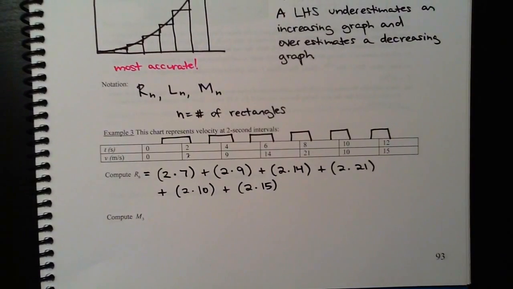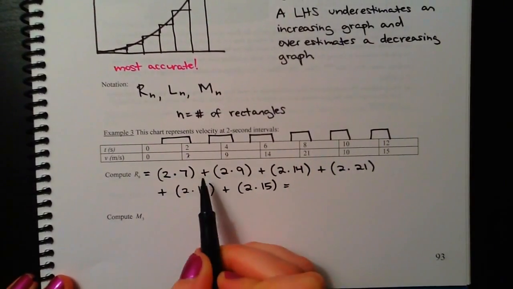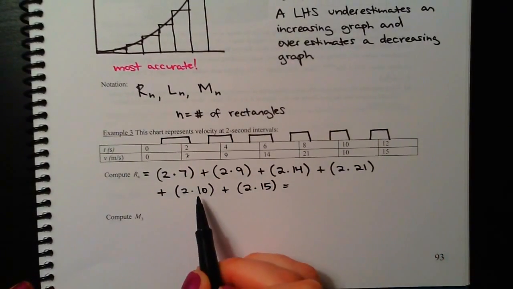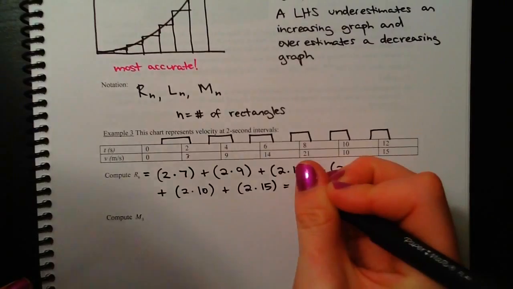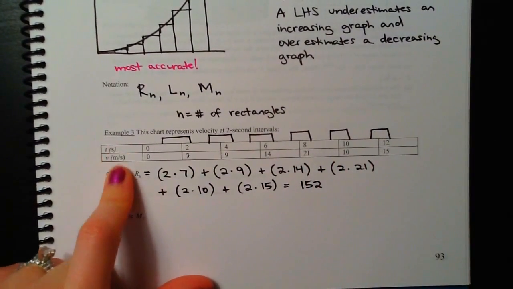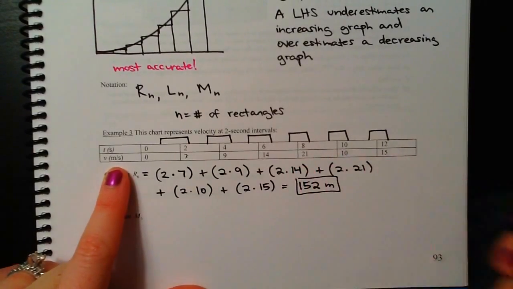Okay, so you would have a calculator just to add all these up. So plug these in, you get 14 plus 18 plus 28 plus 42 plus 20 plus 30. That ends up being 152. And your units, since you're multiplying seconds times meters per second, your units would end up being meters. And that would be your final answer.